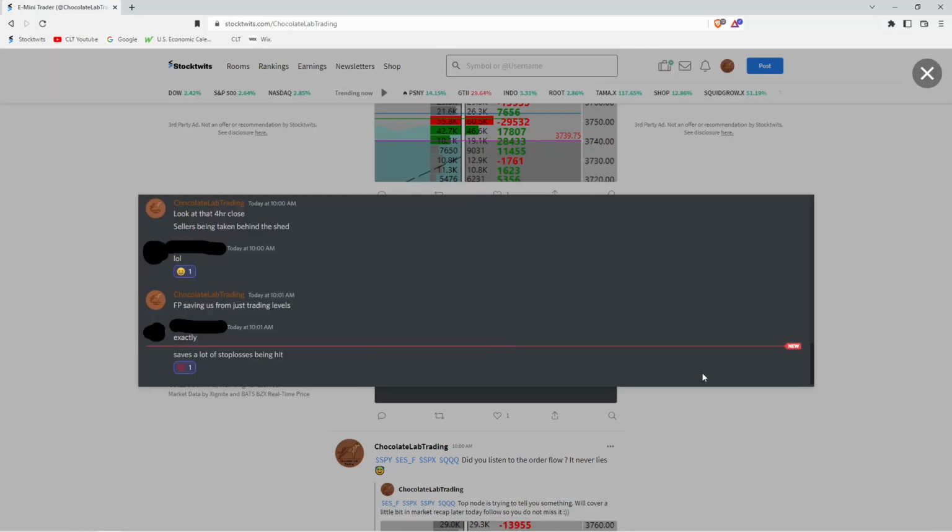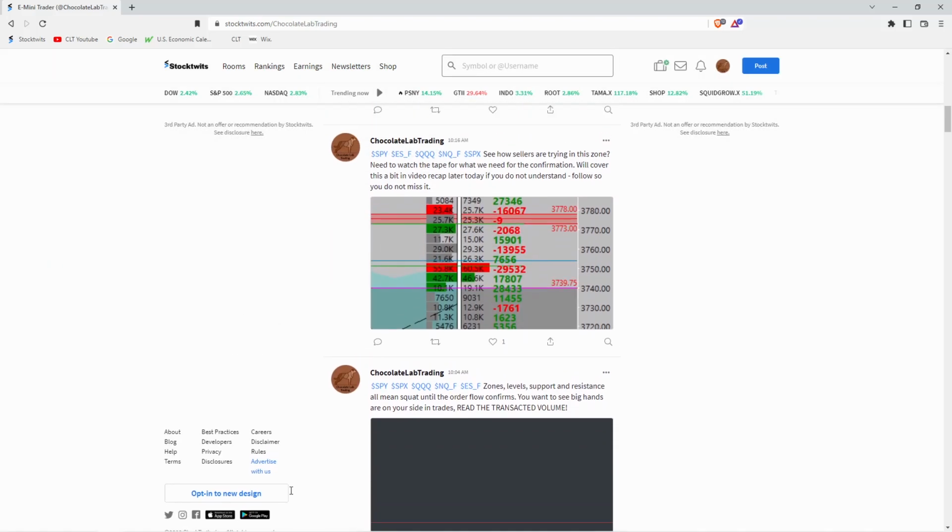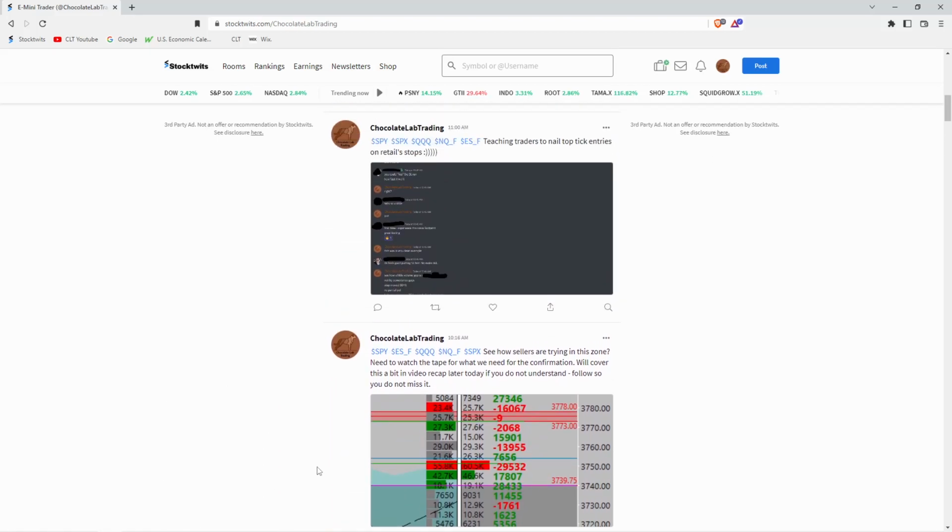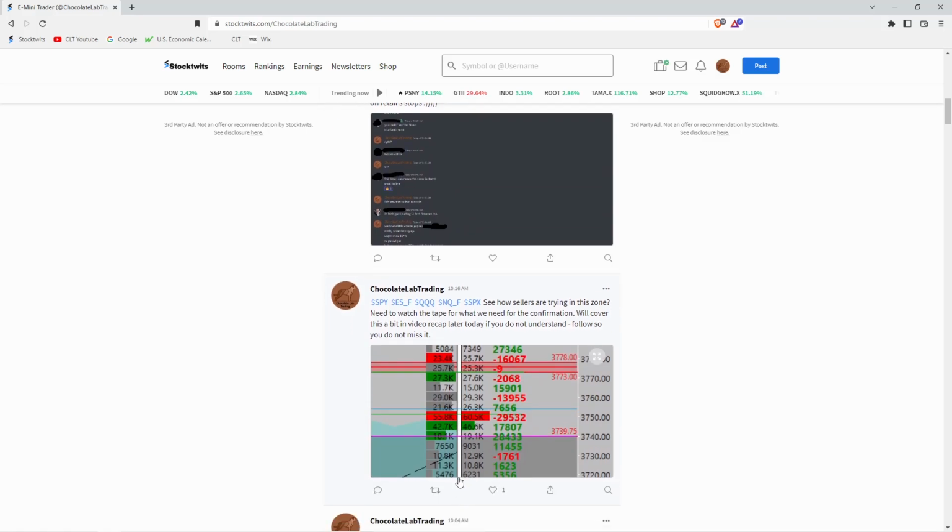Read the transacted volume. So this is a conversation I had with a room member. I said, look at that 4-hour close, sellers being taken behind the shed, exactly what we're looking at here. Sellers are just ran over. They cannot build a big enough offer to reverse price. Yes, and someone was saying how footprint's been helping them reduce the amount of cuts they've been taking, right? If you're just trading off candlesticks or indicators, RSI, they don't mean much, but transacted volume, you can't hide that as a market maker, right? At least in futures and stocks and Forex, there's other ways, but whatever.